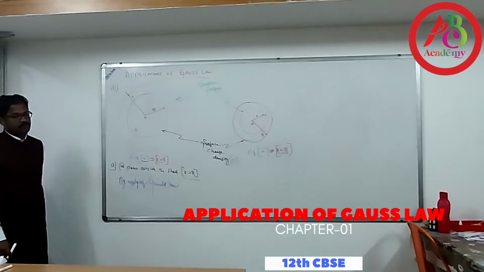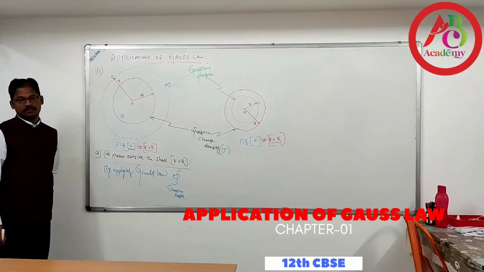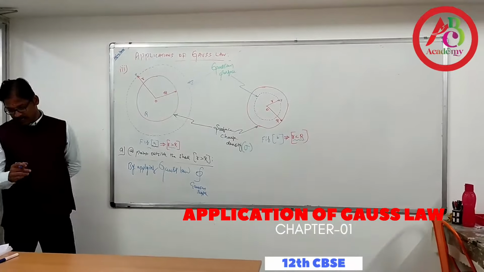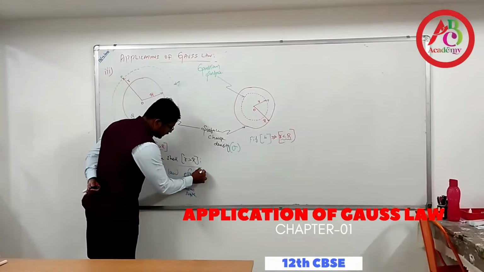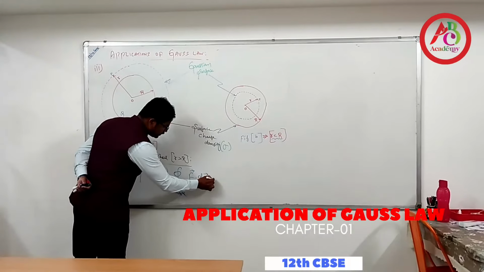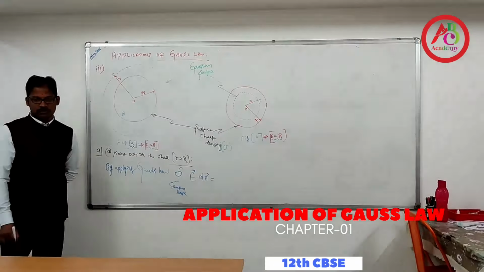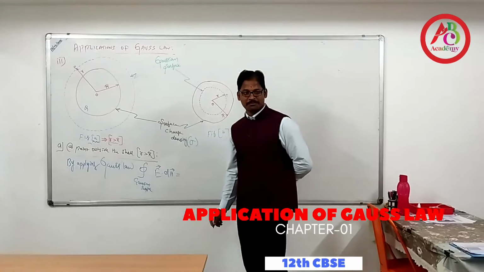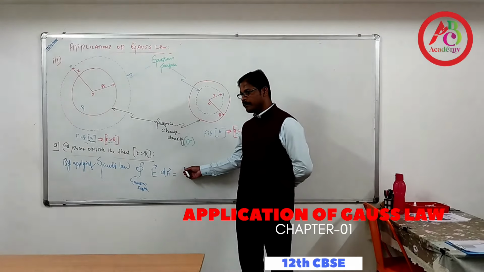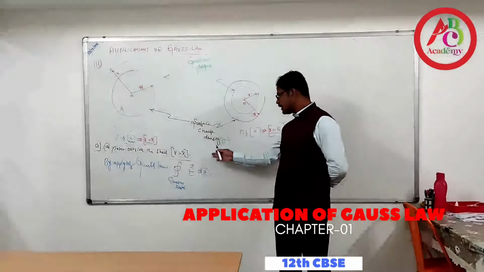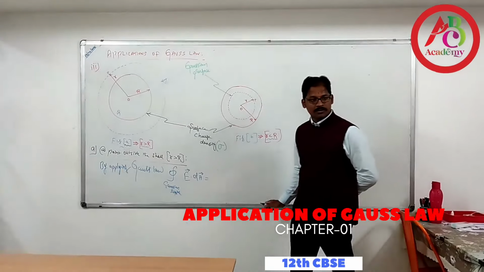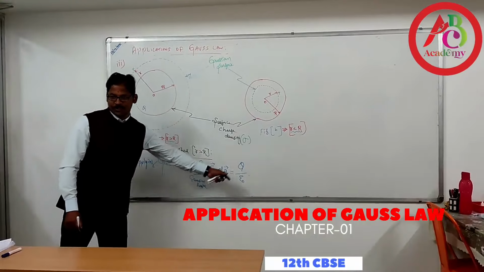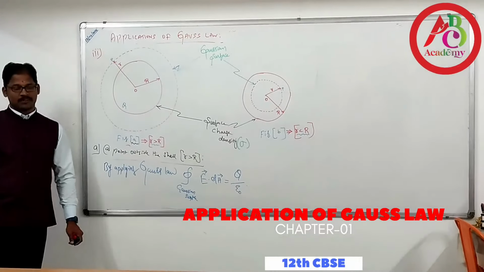By applying Gauss law. This is cylindrical, this is spherical in manner, no? So differently we will apply the Gauss law. Slightly different. Cyclic integral of Gaussian surface E vector into dA vector. Please write E vector into dA vector. That will be equal to Q by epsilon naught.